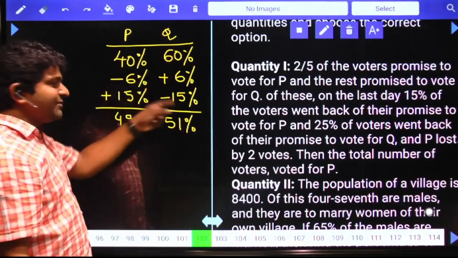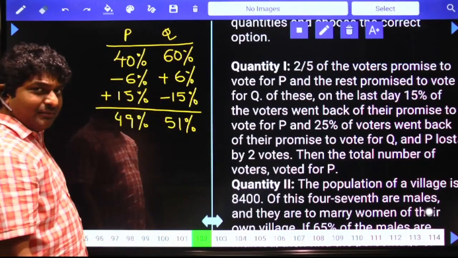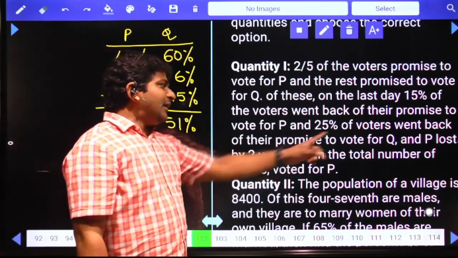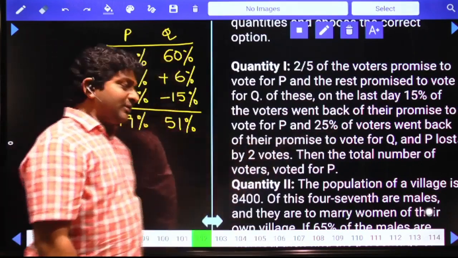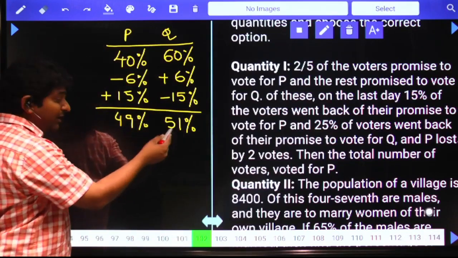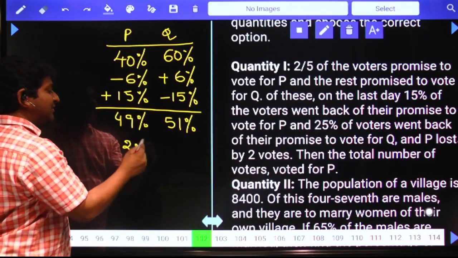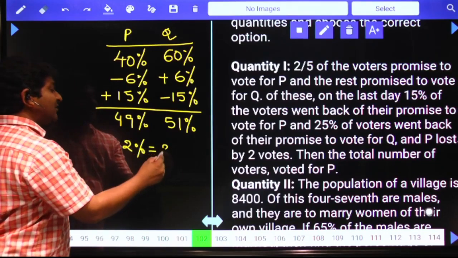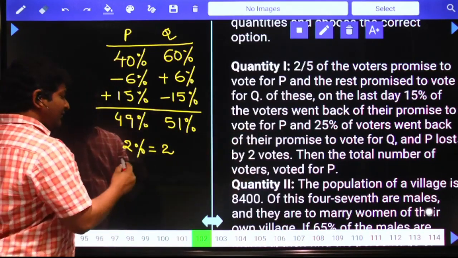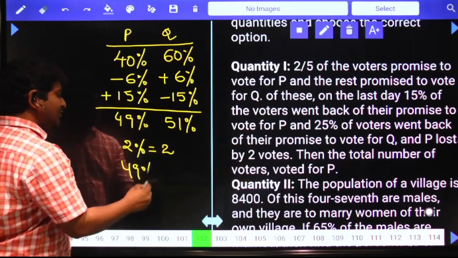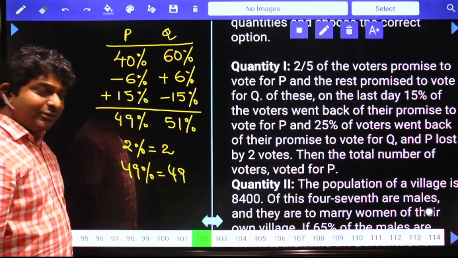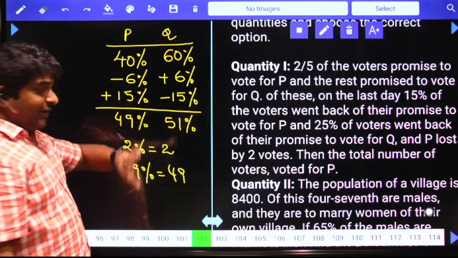You need not add all these values. Even if you add, you'll get the same, but you don't have to do it. Now, P lost by 2 votes. Who won the election? Q. Who lost it? P. P lost by what percentage? 2 percentage. 2 percentage is equal to 2 votes. Then total number of voters voted for P, that is 49 percentage, which is equal to 49. Right. Q1 is equal to 49. Next.